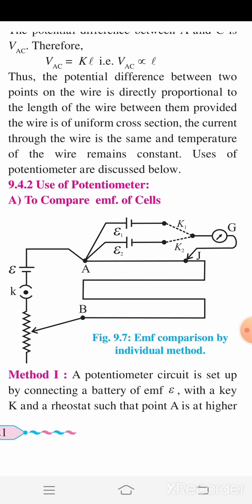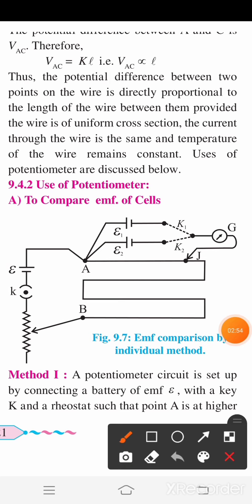So students, how do we compare the EMF of two cells using potentiometer? We'll study it with the help of a circuit diagram, figure number 9.7, EMF comparison by potentiometer. There are two methods for the comparison of the EMF of two cells. The first one is the individual cell method and the second one is the sum and difference method.